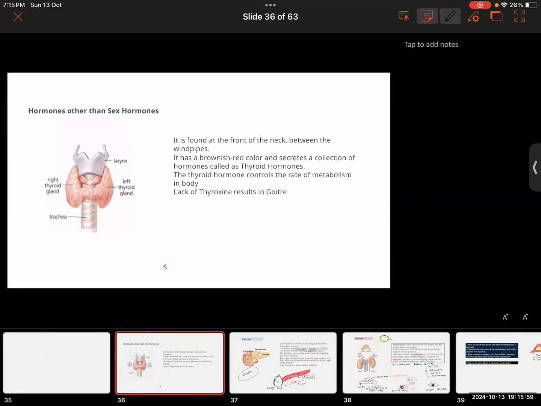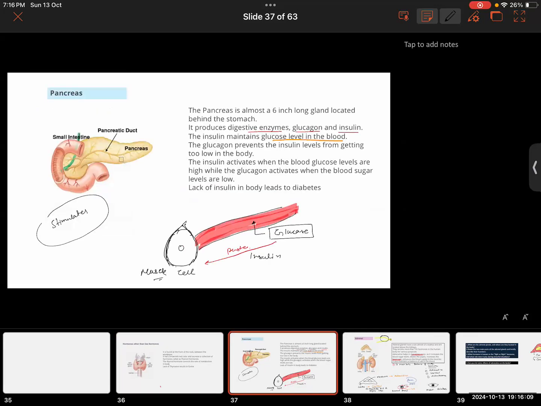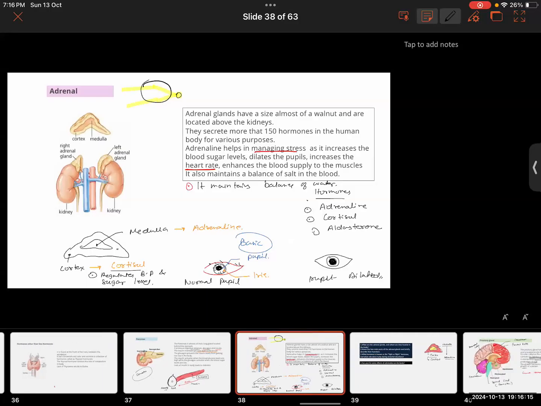Further, we learned about some of the other hormones other than the sex hormones. Particularly, we learned about the thyroxine hormone that is produced by the thyroid gland. We learned that it controls the rate of metabolism in the body. The pancreas secretes glucagon and insulin, and both of them together maintain the blood sugar level.